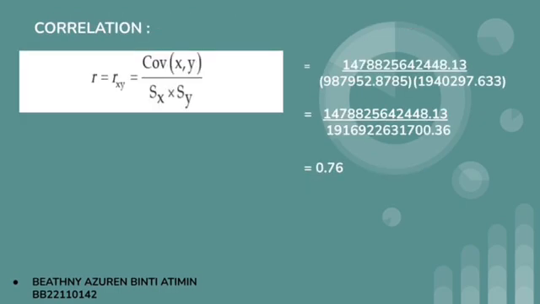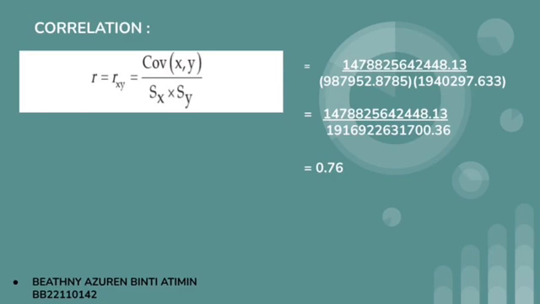Next, I will be calculating the correlation. The formula is covariance divided by the standard deviation of x times the standard deviation of y. The values we can simply take from the previous part, which is 147,882,564,448.13 divided by 987,952.8785 and 1,940,297.633.